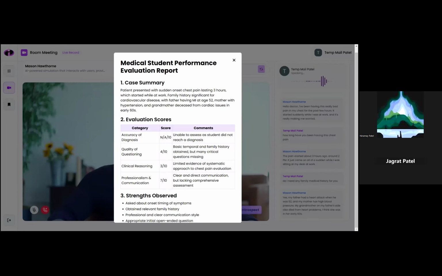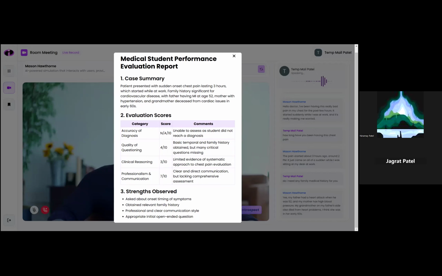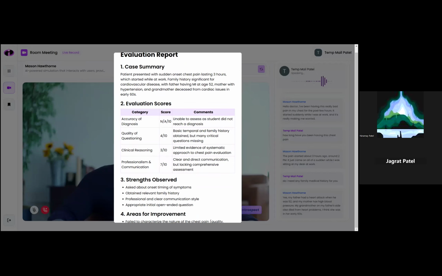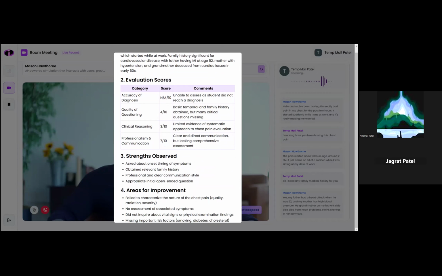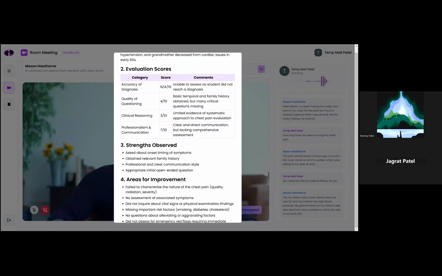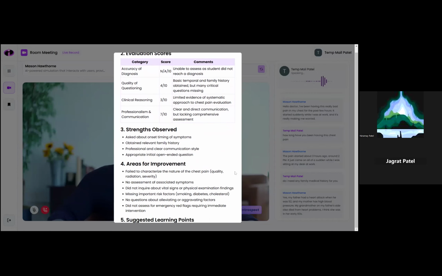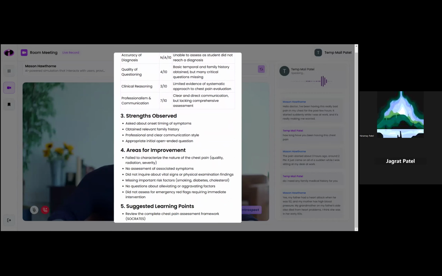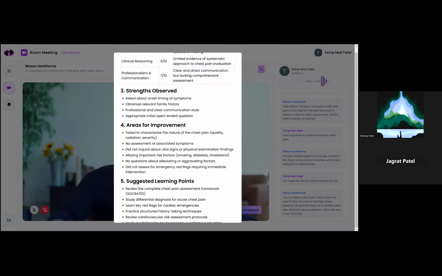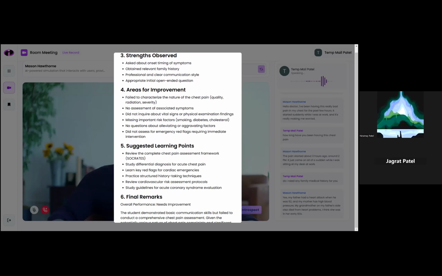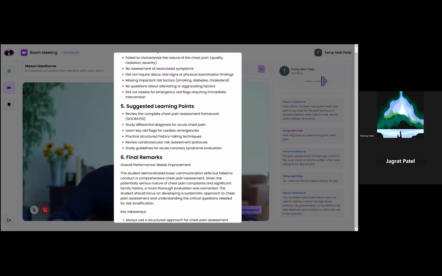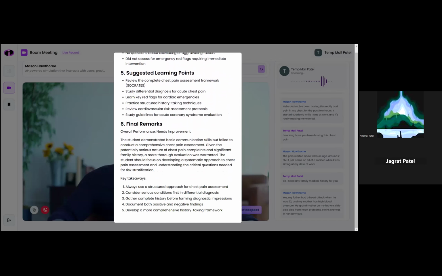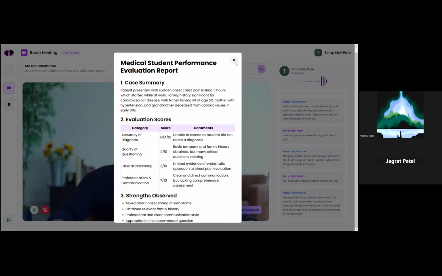So it's generating the report. As you can see, the accuracy of diagnosis does not really exist because in the conversation I did not move forward with any diagnosis, but I was quite professional and communicative about what problems he's facing and about what medical history he has. It also provides you the areas of improvement, suggests learning points, and gives final remarks. So I need a lot of improvement. This is just an example representing how our project works.